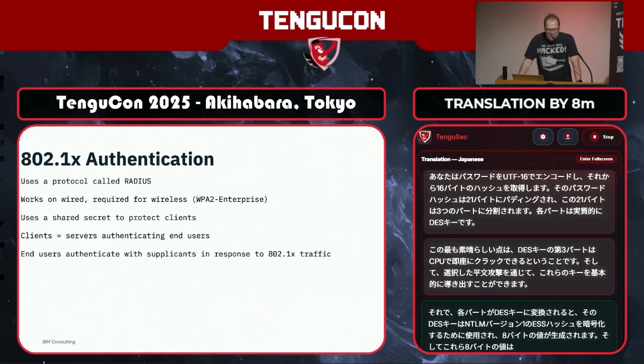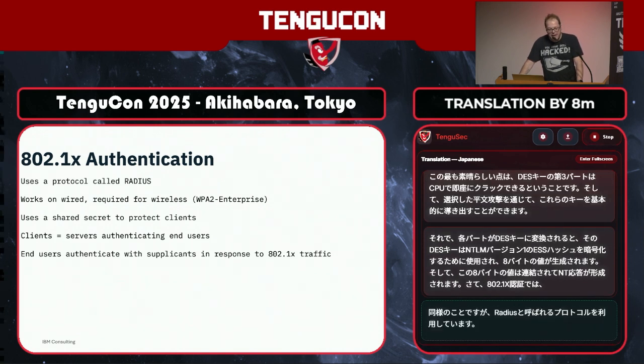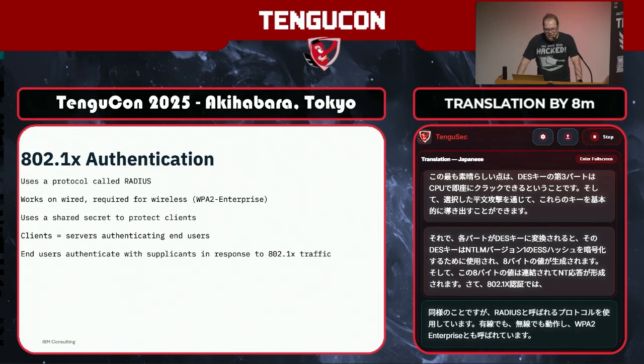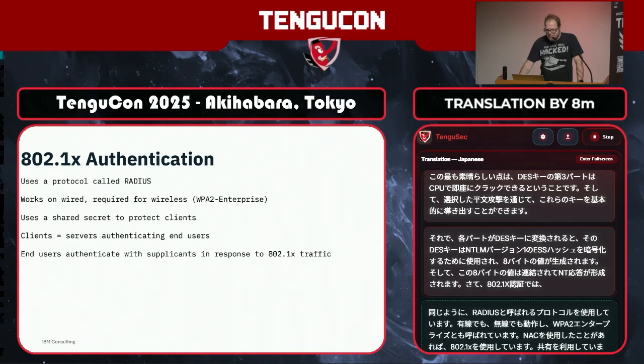Now with 802.1x authentication, similar thing, it uses a protocol called RADIUS. It works on wired, works on wireless, aka WPA2 Enterprise. If you've ever used NAC, you use 802.1x. It uses a shared secret to protect the client's challenge response. In this case, clients effectively are servers authenticating end users, and the end users authenticate with supplicants in response to 802.1x traffic.